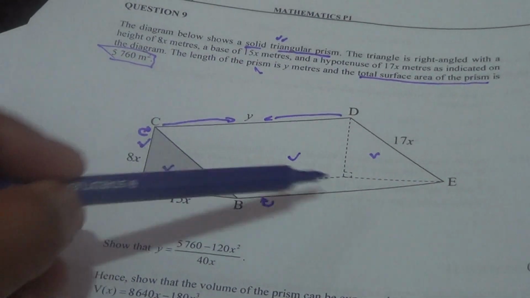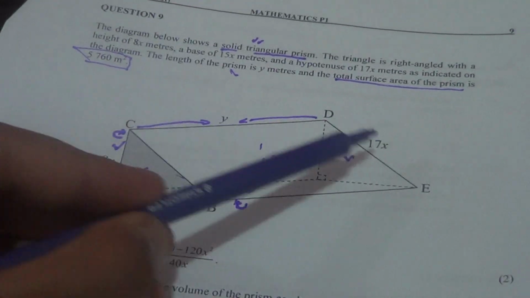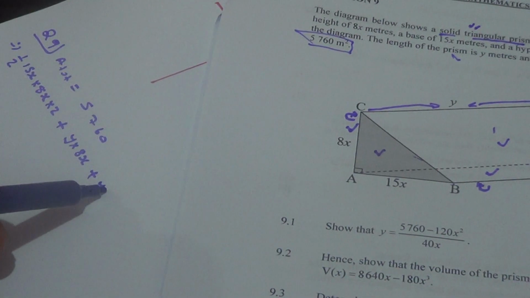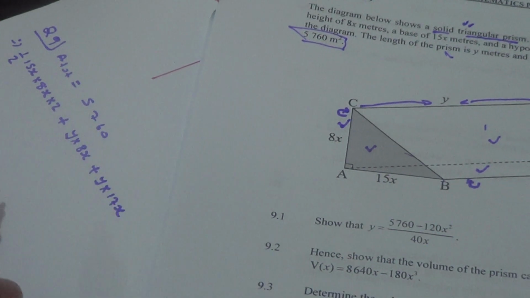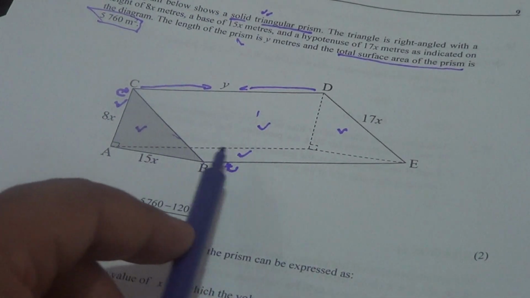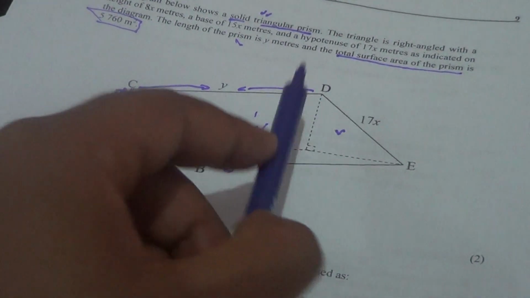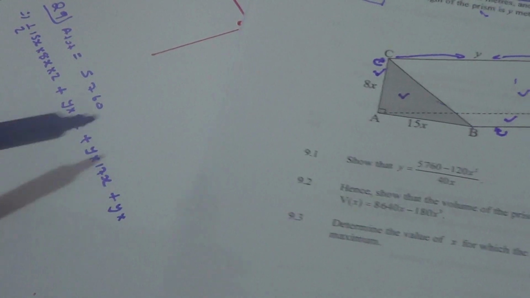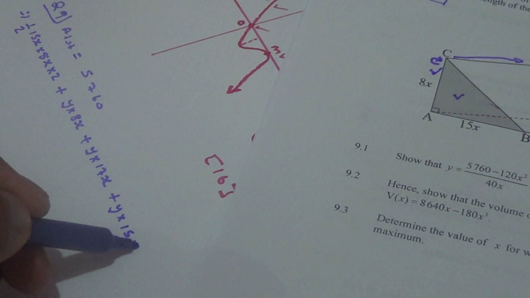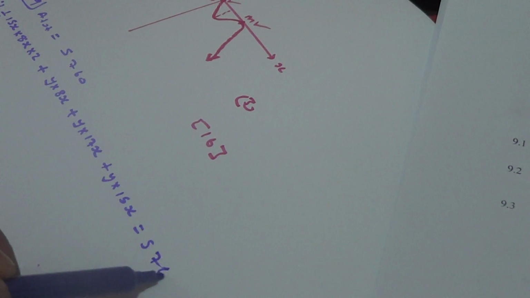Plus, now we come to this surface that we see here. This surface has the breadth as that hypotenuse side, which is 17 meters, and the length, which is y. So it's going to be y multiplied by 17x meters. Plus the last surface is the under surface that it's sitting on. The length of that surface is the same y, right? So it's going to be y multiplied by breadth. Breadth is this basal side of the triangle, which is 15x. Okay, that is it. And then all of this is equal to 5,760.